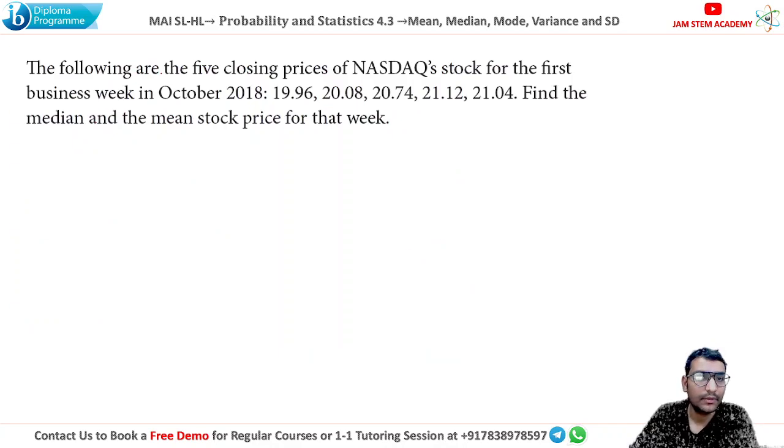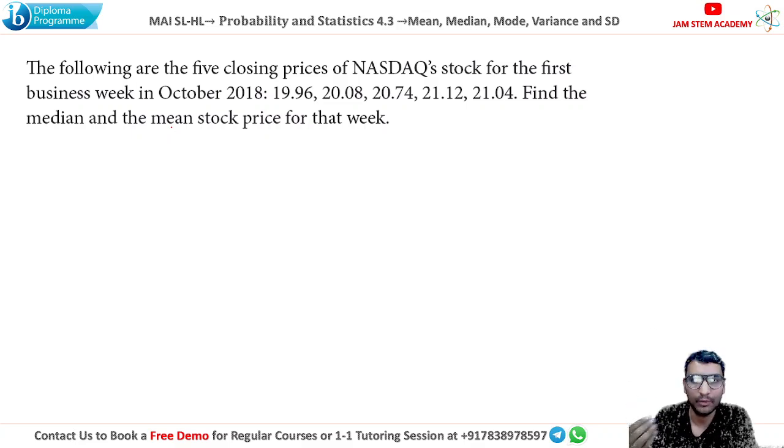It says for the following five data points, find the median value and mean value. What is median? If you arrange the data in ascending or descending order, then the mid value is called the median. If you have to find the mean, what is mean? Mean is the average value, right? If data is given to you, you can find the average of that whole data.